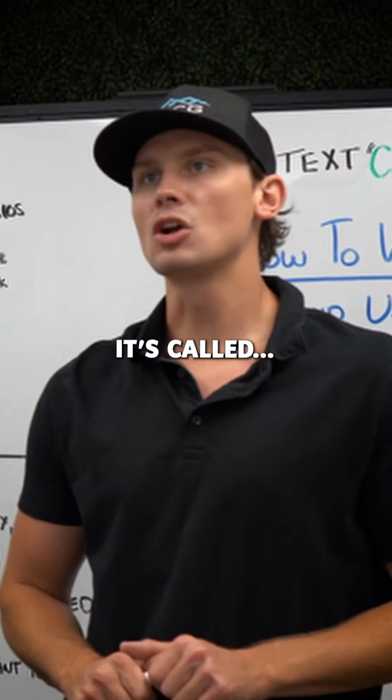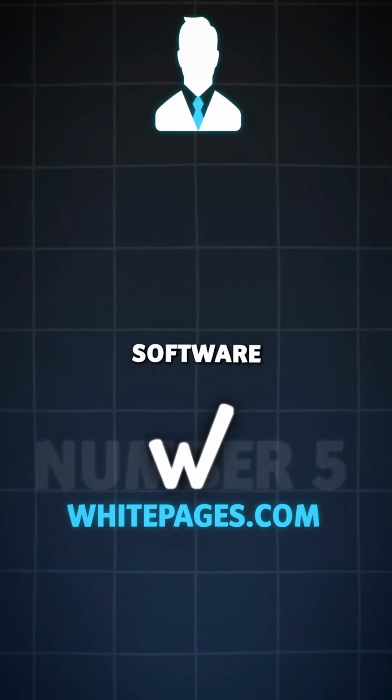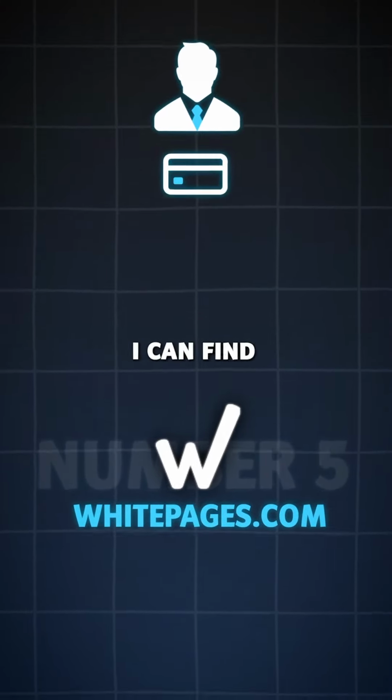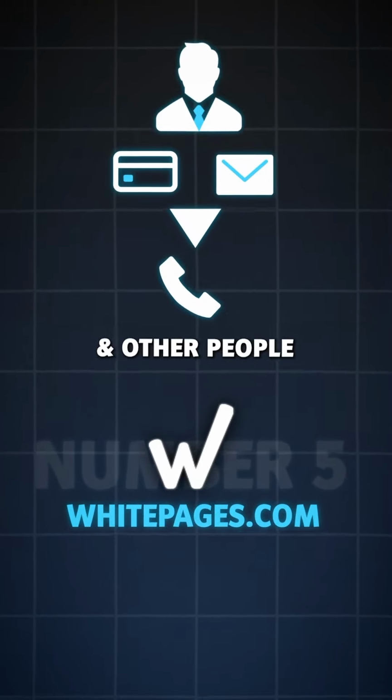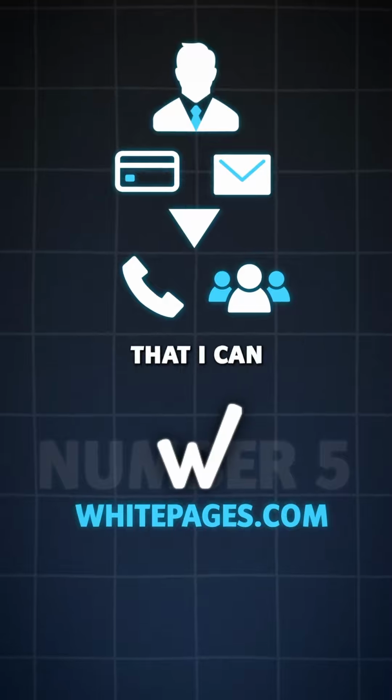The last software is called White Pages. It's a skip tracing software. I take the owner's name. A lot of the time I can find their mailing address, put it in, and it's going to spit me out a bunch of phone numbers and other people that are associated with that contact that I can start calling.